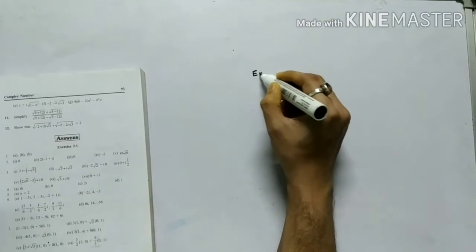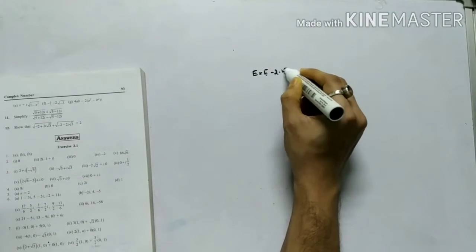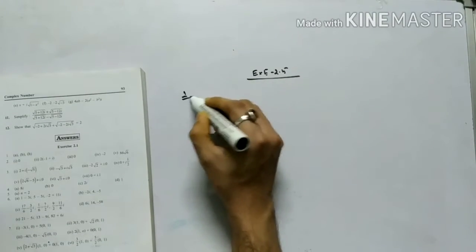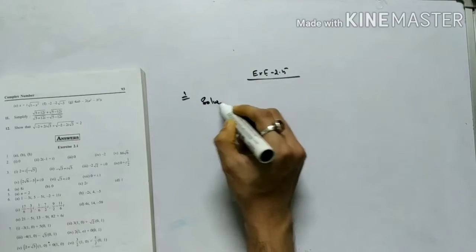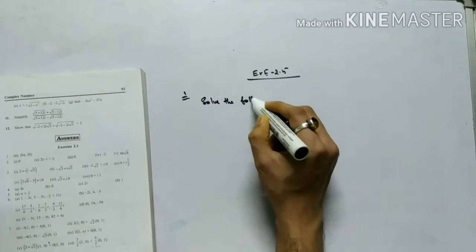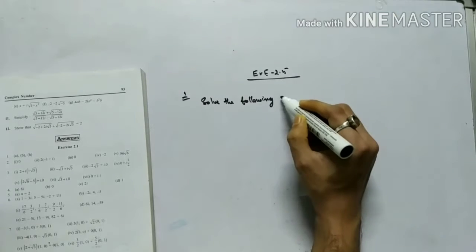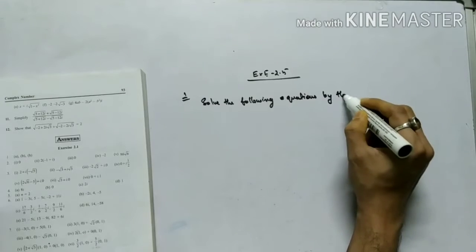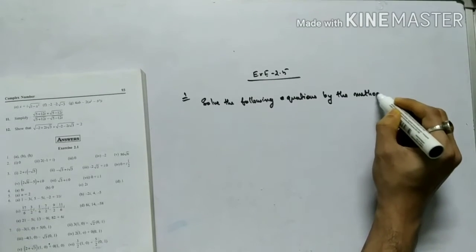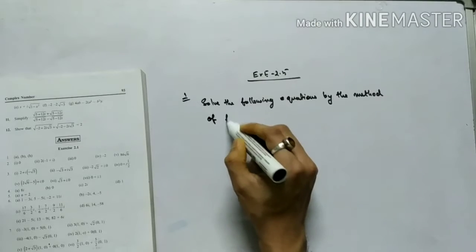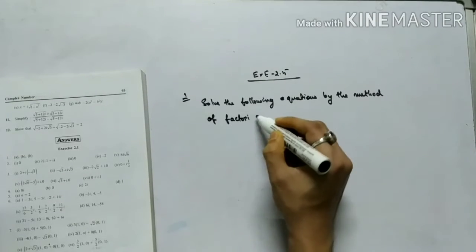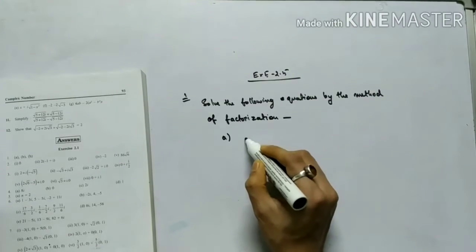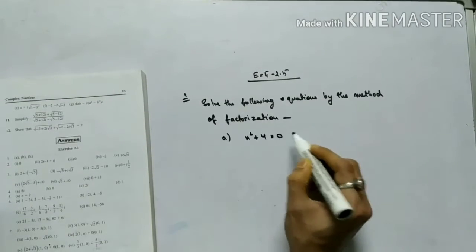So this is our exercise 2.5, type 1. Solve the following equations by the method of factorization. Number A, x square plus 4 is equal to 0.